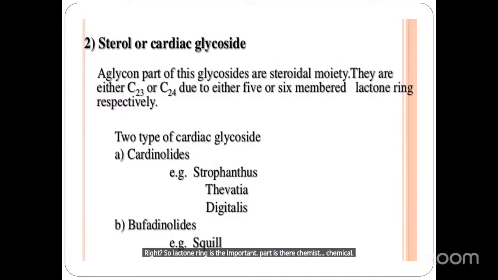Now, as I told you, there are two types of cardiac glycoside. One is cardenolides, another is bufadienolides. For the cardenolide, there is Strophanthus kombe. In Strophanthus kombe, strophanthidin is a chemical constituent. Then there is digitalis. For bufadienolide, there is squill. You can say that squill is nothing but the jungly pyaz, right?